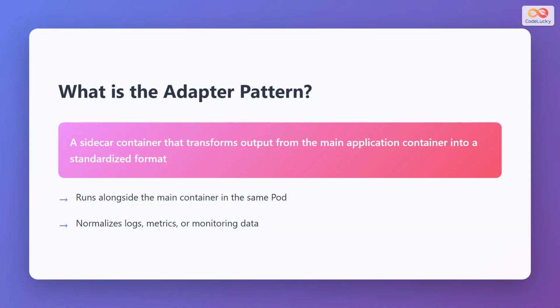The adapter pattern uses a sidecar container that transforms output from your main application container into a standardized format. This container runs alongside the main container within the same pod, sharing resources and working together seamlessly. Its primary responsibility is to normalize logs, metrics, or monitoring data, ensuring that your application output conforms to industry standards or the specific format required by your monitoring tools. Think of it as a translator that sits between your application and external systems.